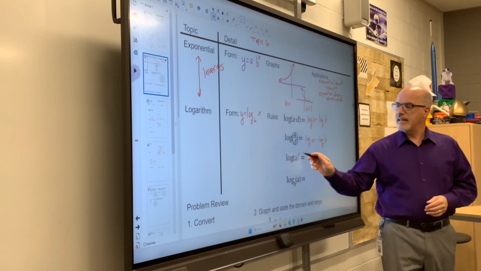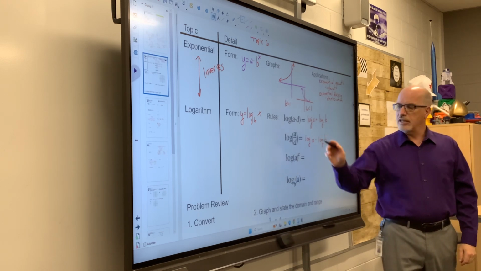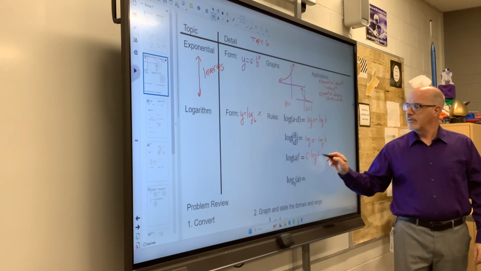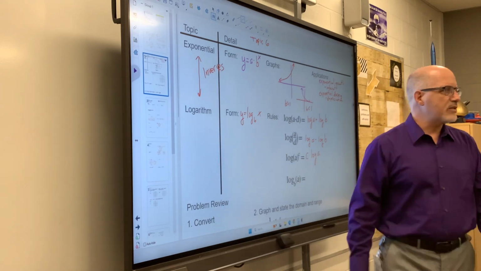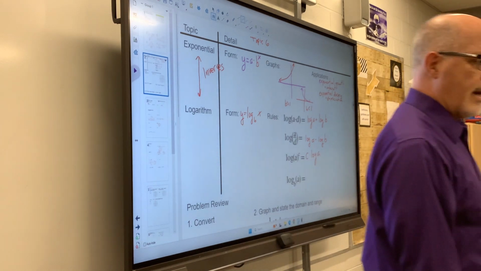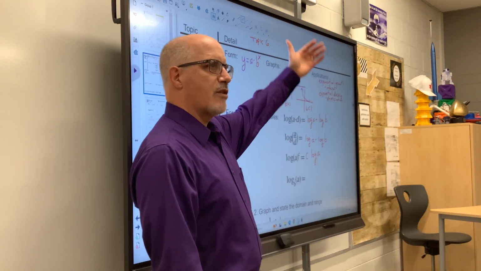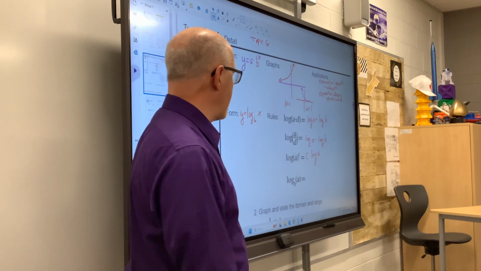Now this one, you've got the c up on top here, you need to bring it in front. So that's where you had an exponent outside the parentheses. You brought it in, you multiplied it by the exponents that were listed there.